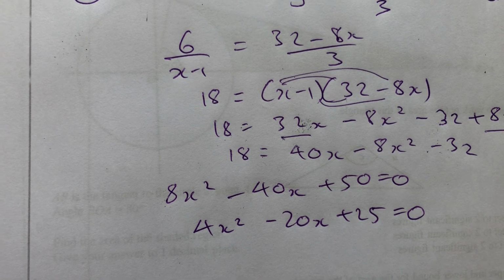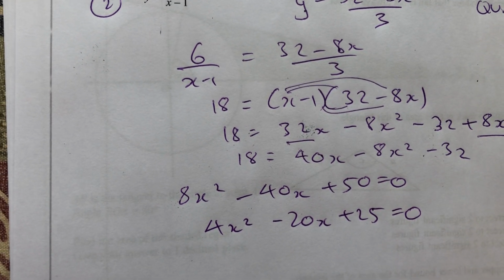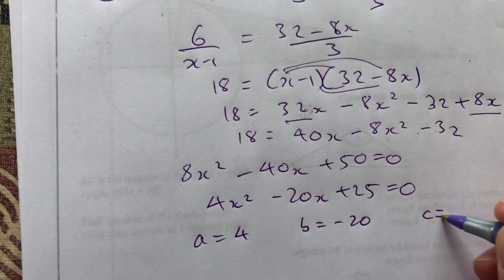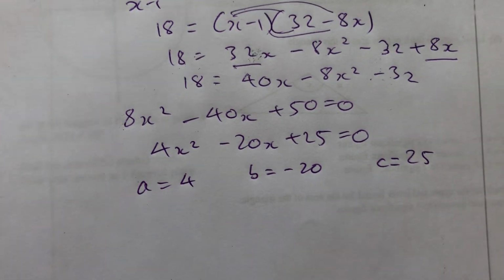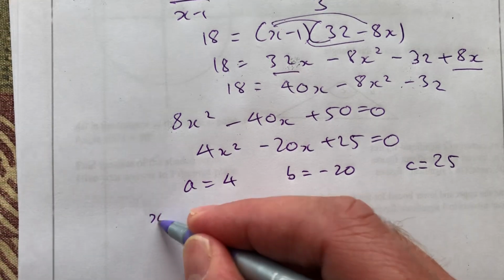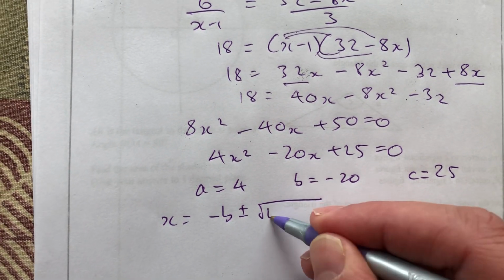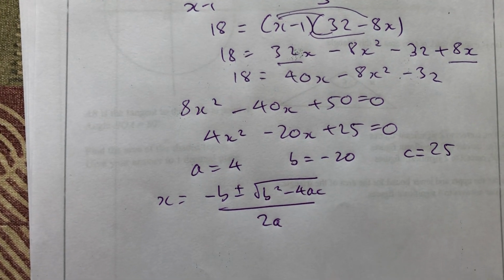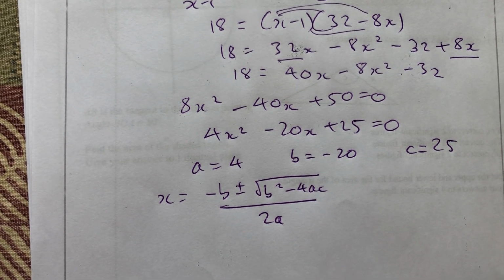Are there any other common factors? That's not a multiple of 4. That's not even. So no. So now a is 4, b is minus 20, and c is 25. And we can use the quadratic formula. So x will equal minus b plus or minus the square root of b squared minus 4ac all over 2a. We only want one solution, but the quadratic formula gives us 2. So let's see what happens.